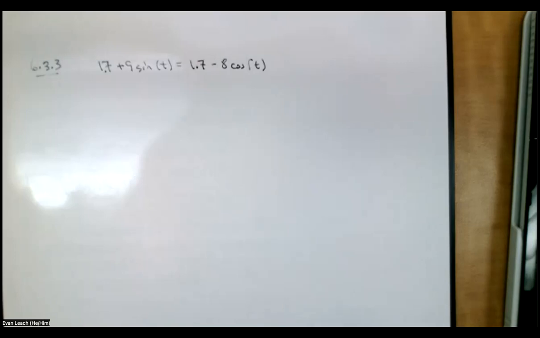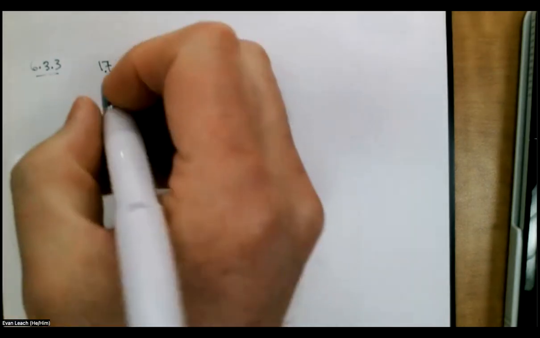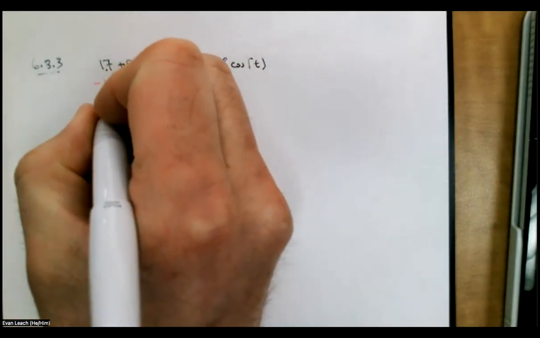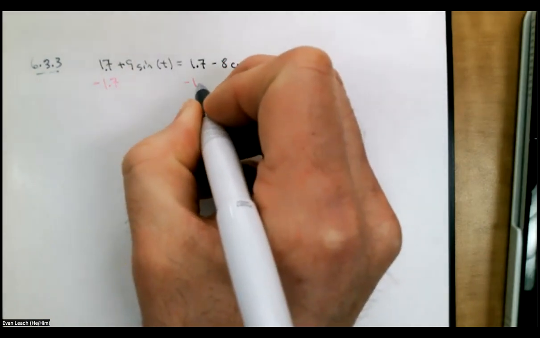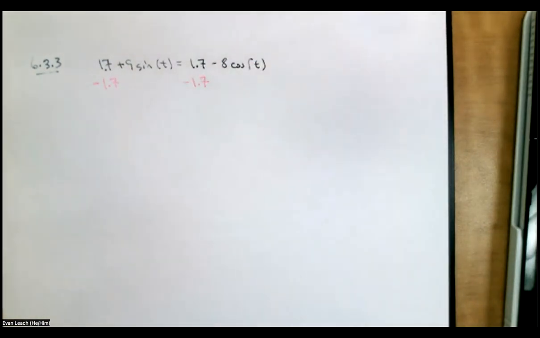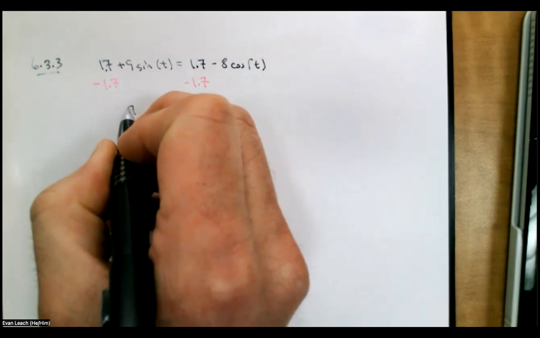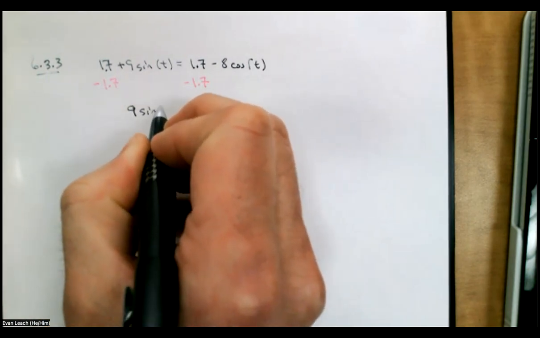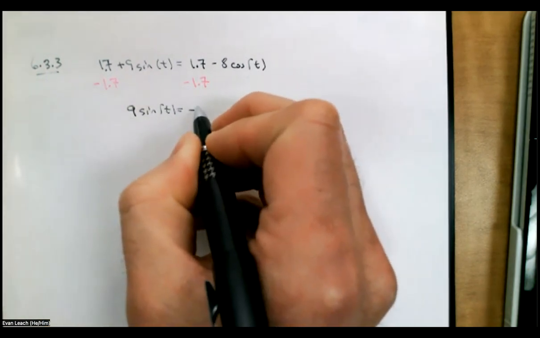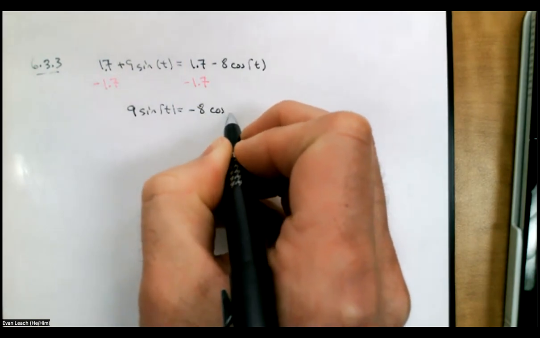What's something that doesn't matter in this equation that we can get rid of to simplify our lives? 1.7. Both sides of the equation are like all 1.7. We're going to subtract 1.7 from both sides, and that's going to give us a much easier equation to work with. Because now it just says 9 sine of t is equal to negative 8 cosine of t.